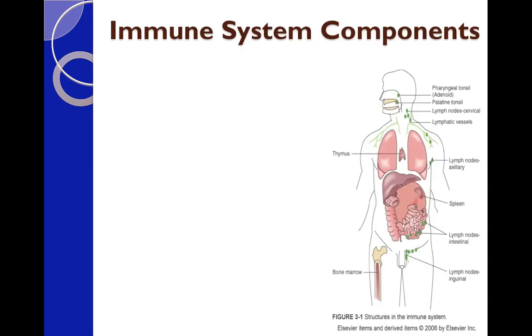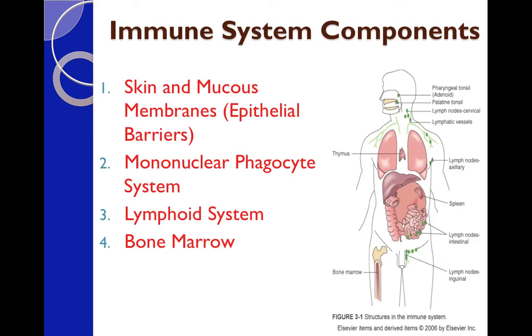Now, the immune system components I talked about briefly. The skin and mucous membranes, just to add a couple of things to that: there are antimicrobial peptides known as defensins that you might want to make sure you know. And there's also IgA antibodies, which are common in saliva.